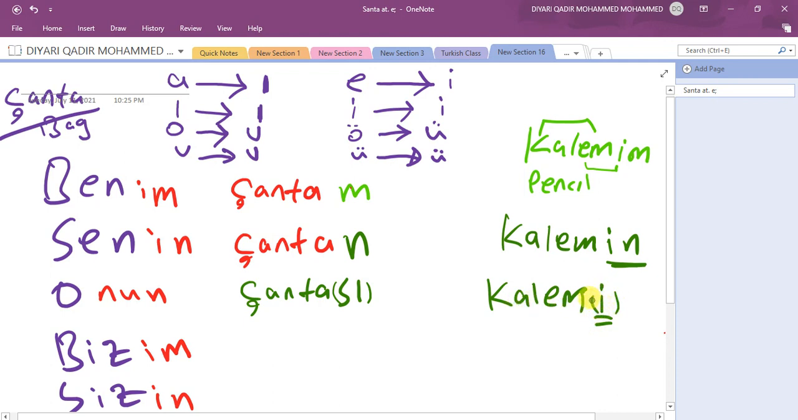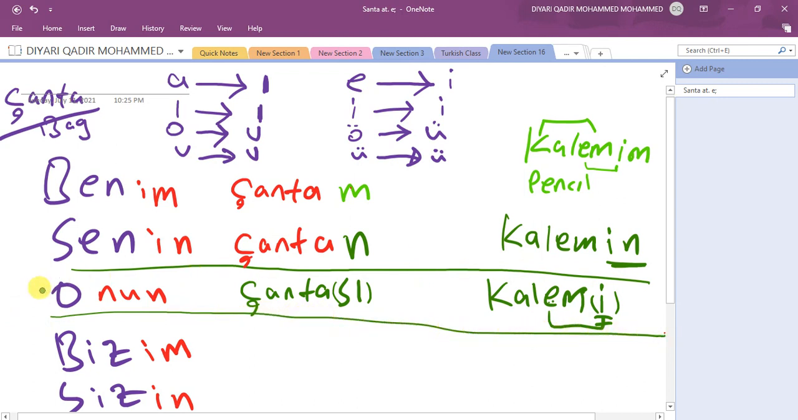Onun kalemi. Why I said i? It was because of this e. If this was a instead of e, then we said that a is changed to e. If it was o instead of e, then this o would be converted to u only. So we just used u. That's it. If this was u, then again it would be u for all case. Be careful. This o is a little bit special.